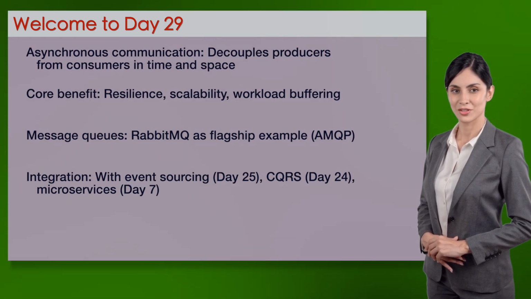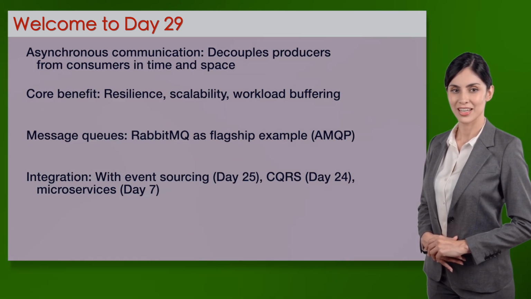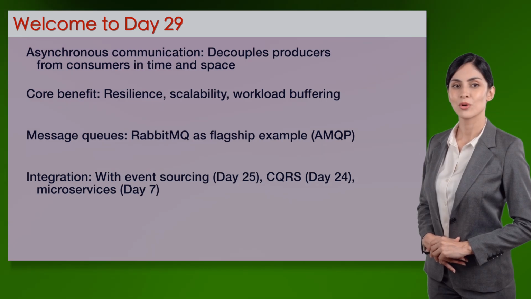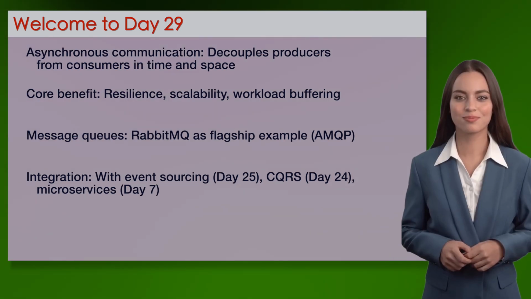Today, we focus on message queues, with RabbitMQ as our flagship example, an extremely feature-rich, battle-tested AMQP broker. We'll cover core async patterns, RabbitMQ's architecture and capabilities, topology design, durability guarantees, failure handling, and how it integrates with day 25 event sourcing, events as messages, day 24 CQRS, async command propagation, and day 7 microservices, service-to-service decoupling. This is where systems go from fragile to anti-fragile. Asynchronous messaging is the nervous system of large-scale, resilient architectures.